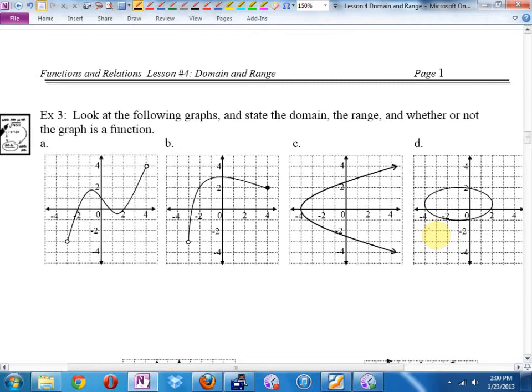Okay, you ready? Look at graph A. First of all, the first thing it wants me to do is state the domain and range and whether or not it's a function. Let's do the function part first, because that's the vertical line test. Which of these are not function? Is A a function? Yes.